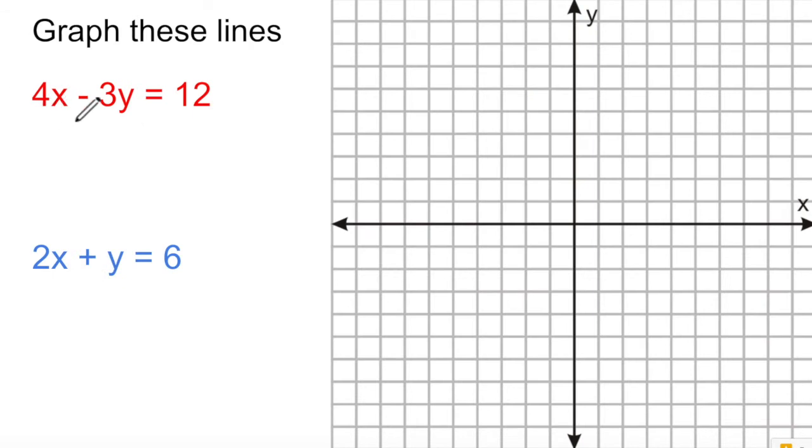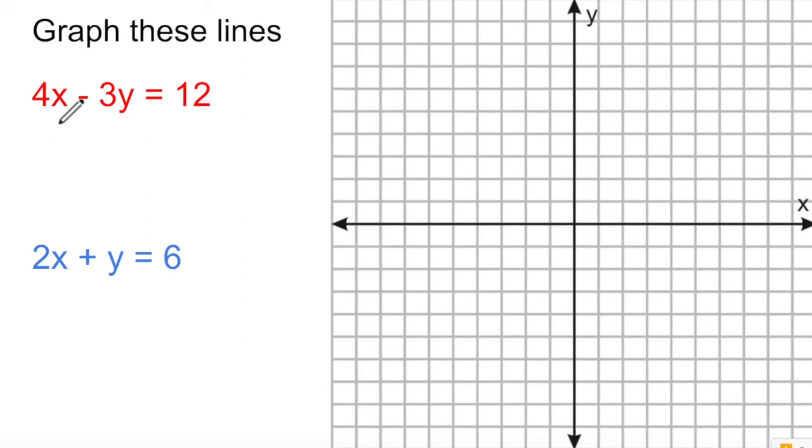So 4x minus 3y equals 12. We need 2 points on the line in order to graph the line. The easiest way to find 2 points for us is to put in a 0 for x and solve for y, and then to put in a 0 for y and solve for x. That will give us both the x and y intercepts for the line.